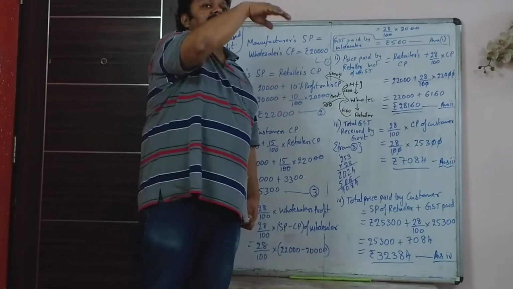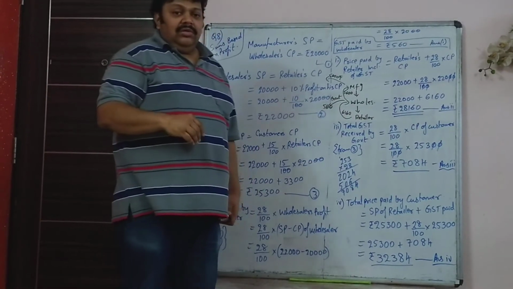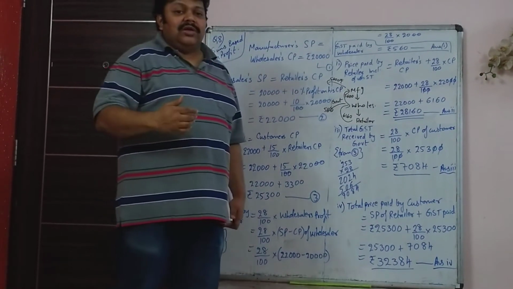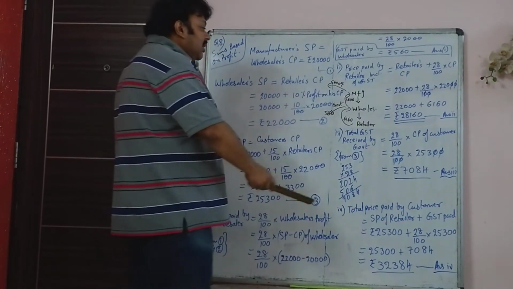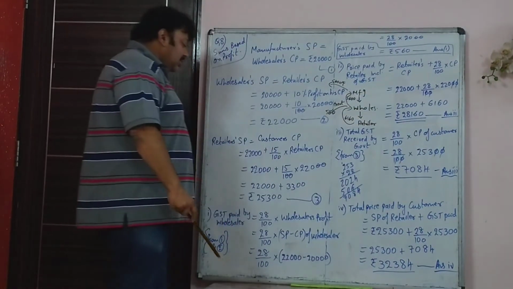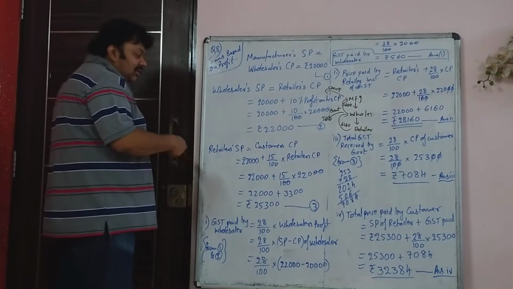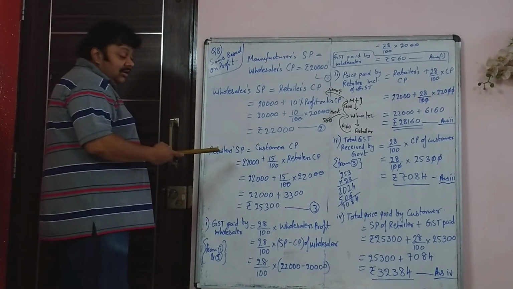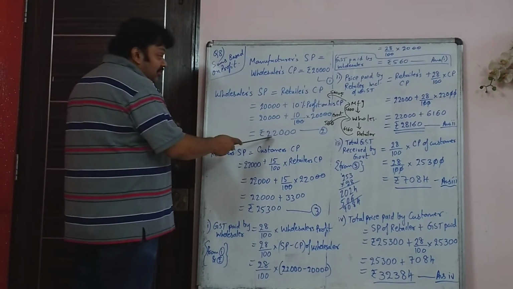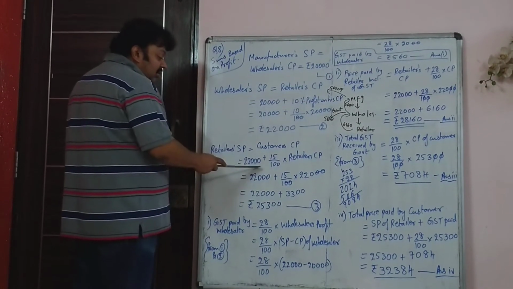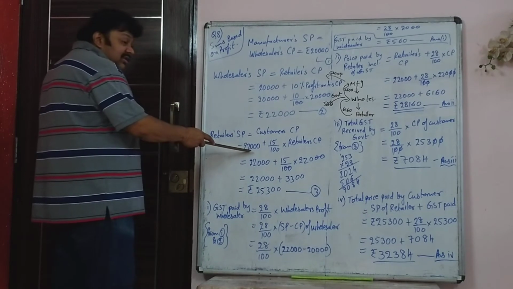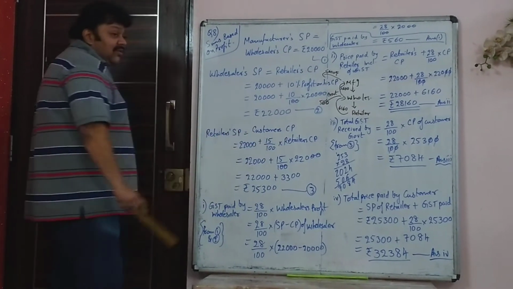And then the distribution happens in different ways, because each person's profit was there in between. So we need to find what is the cost price of customer. For that, we have to go back and see what is the profit made by the retailer. The retailer's cost price was 22,000, and on this 22,000 he is making 15% profit.